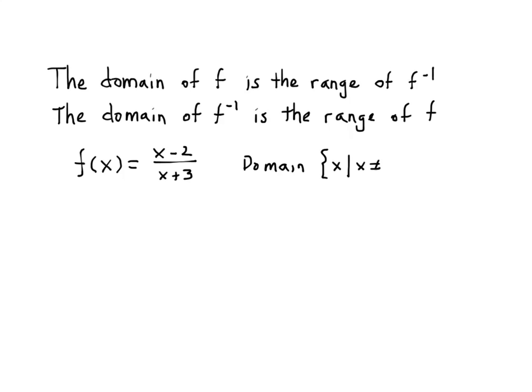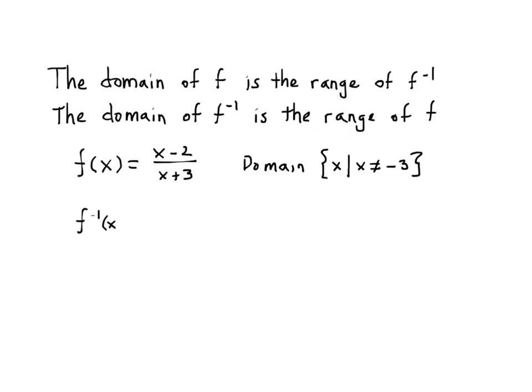Okay, so in the function f(x) = (x - 2)/(x + 3), the domain is all real numbers except x can't be negative 3, right? Because then we get division by 0. So what's the range of f(x)? That's a little harder to say.